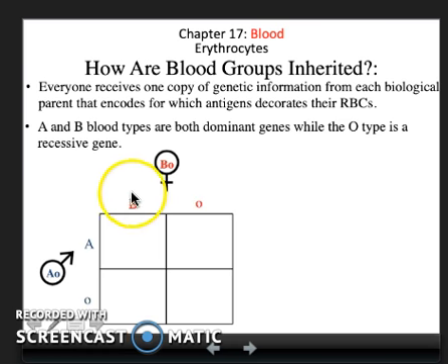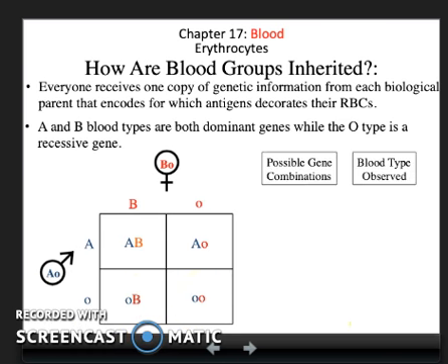We set up a cross, so these are the two options we can get from our biological mother. These are the two options from our biological father. And then if we fill in the squares, so we take A from biological dad, B from biological mom, and this square would be AB blood type. We take O from biological mother, A from biological father, so we have A blood type, fill in the rest of the square, so we have O from father, B from mother, and then this last square is O.